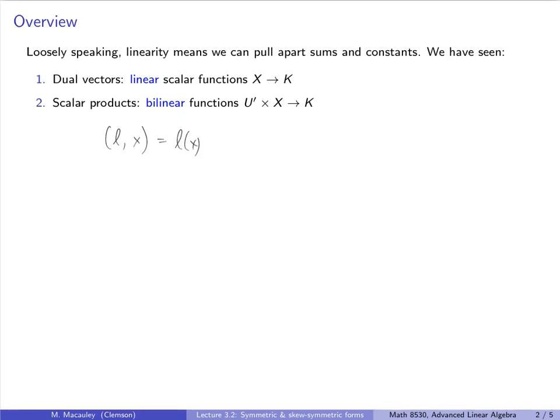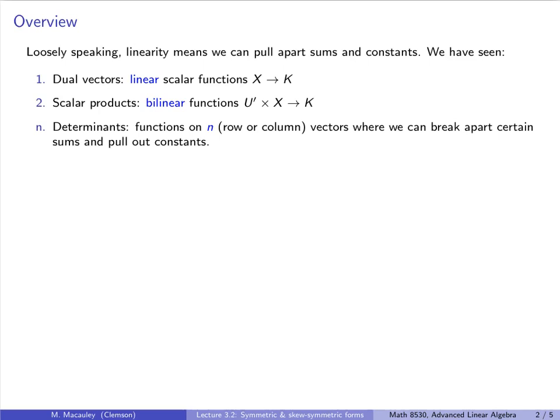Now this is technically a bilinear function, and it's a function from the direct product of the dual of U and X to K. And this is why I said loosely speaking above, because we've talked about not just linear scalar functions, but bilinear functions as well. And you've likely seen linearity in other contexts, in other classes.